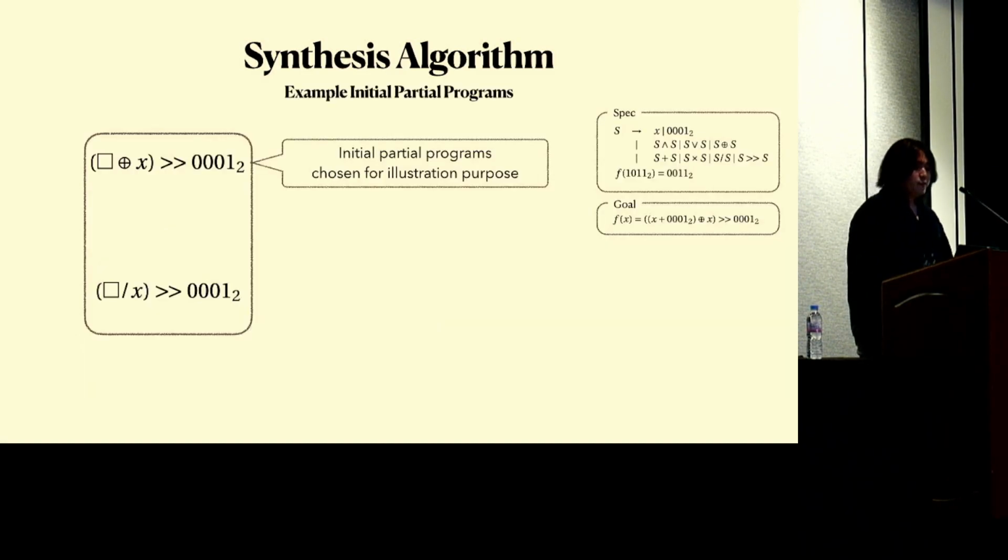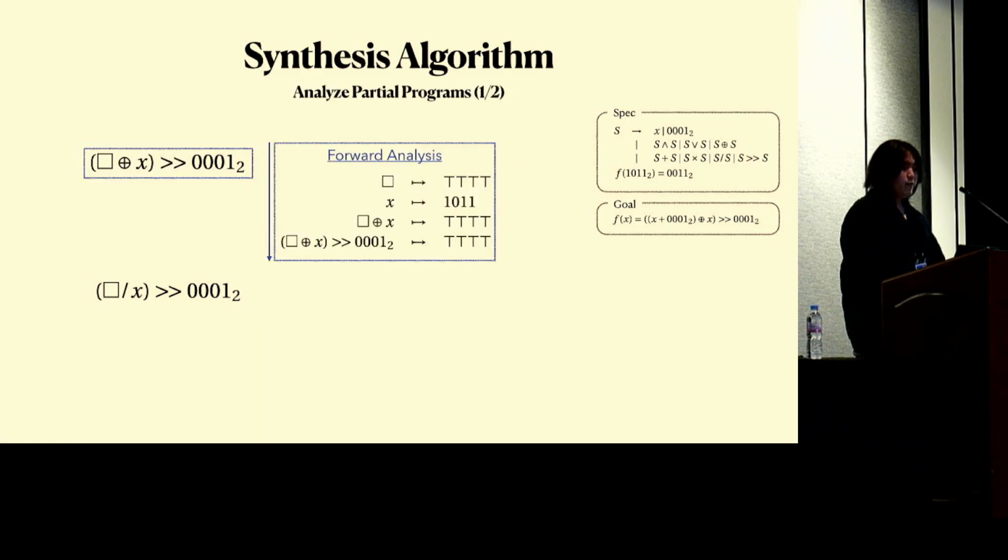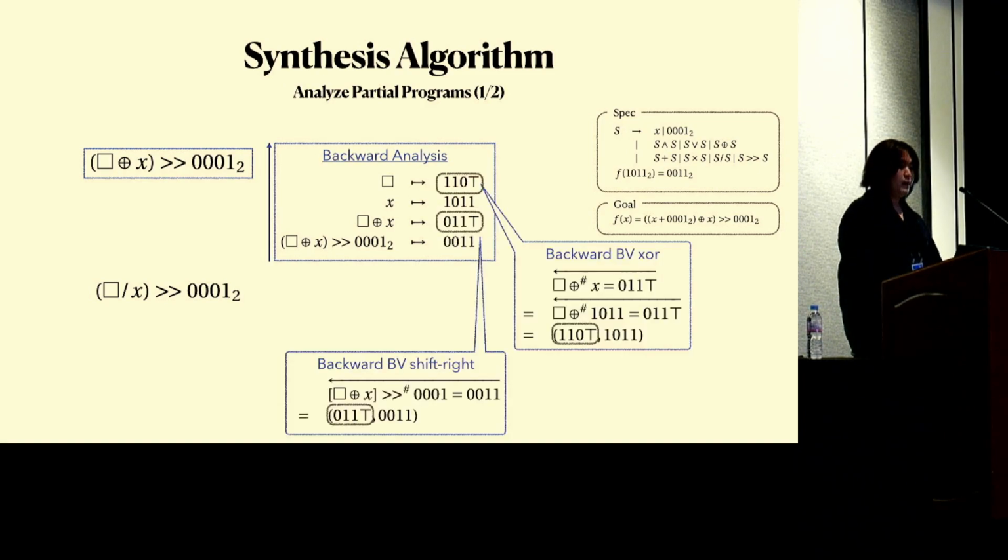For a simple demonstration, suppose we have two initial partial programs. However, we may be given an arbitrary set of partial programs actually. First, we perform forward analysis on hole over x, right shift 1. Because the result abstract value is top, which subsumes the desired output, we retain this partial program. Next, we perform backward analysis on it. Through the backward shift right and backward XOR operators, we obtain the necessary preconditions.